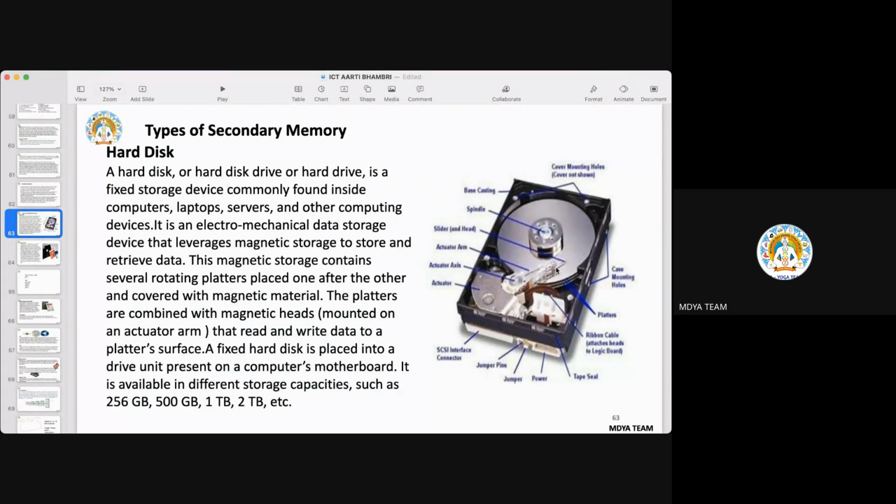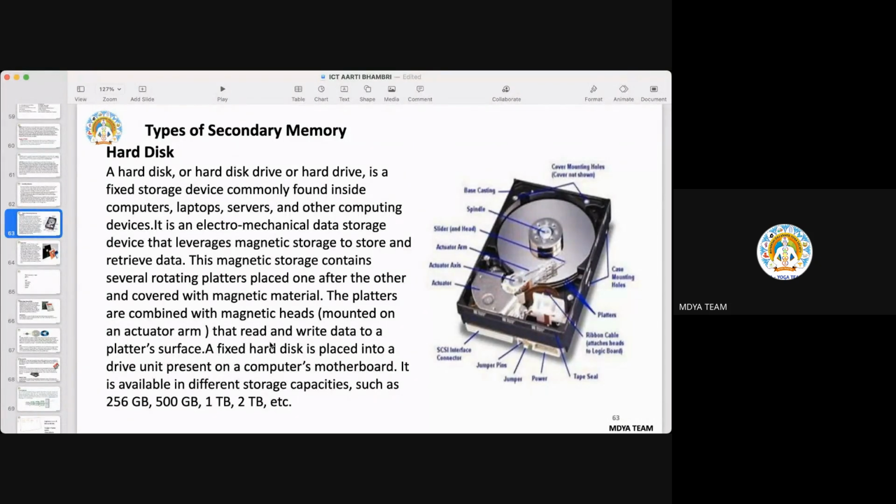So it is electromechanical in nature, and this magnetic storage contains several rotating platters, which you can access one by one, because it has a magnetic material coating, and whenever contact is made, the information is sent to the processor, because this pointer has magnetic heads. You can call that pointer the arm or actuator arm. So that reads and writes data on this flat surface.